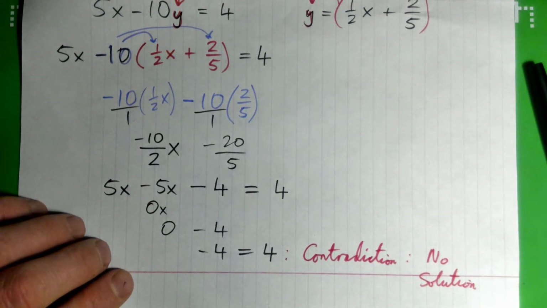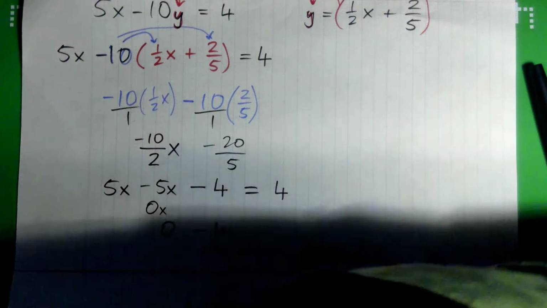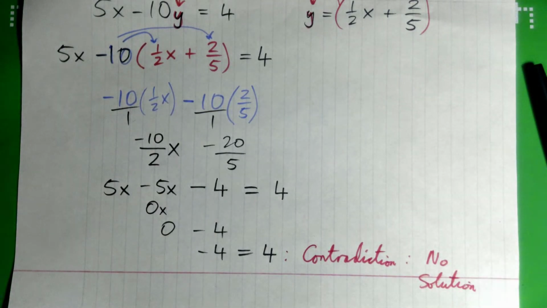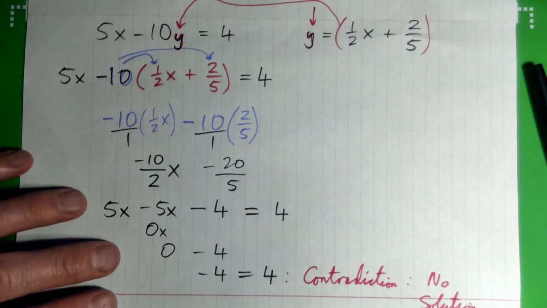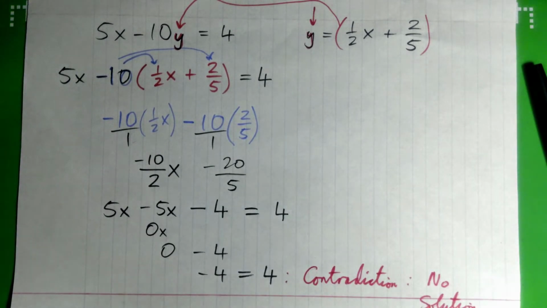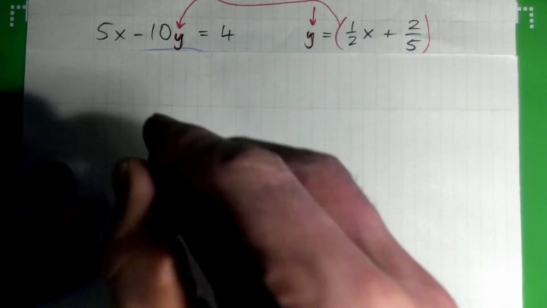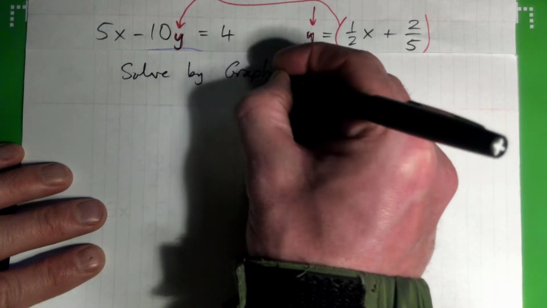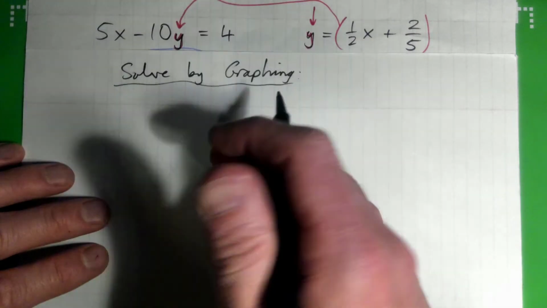However, on your test, I'm going to make y'all graph it anyway. So, for a bit of practice, why not graph this anyway? Because I'm going to make you do it on your test, right? And if you ever have a problem like this, you want to just double check it. So we're just going to solve by graphing just to double check that it is no solution, right? Because that gives us an insight as to what's going on.